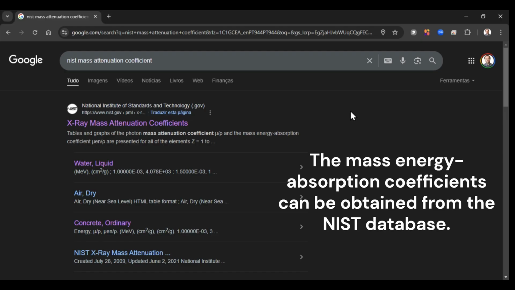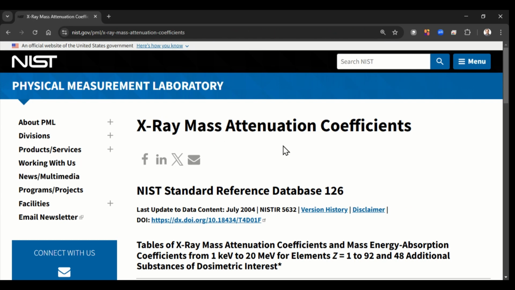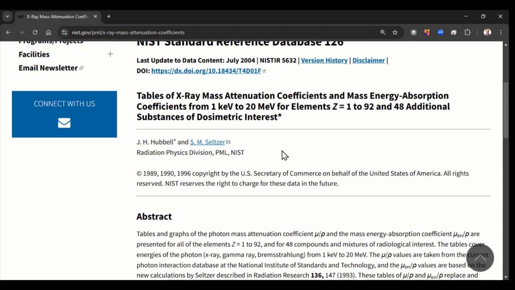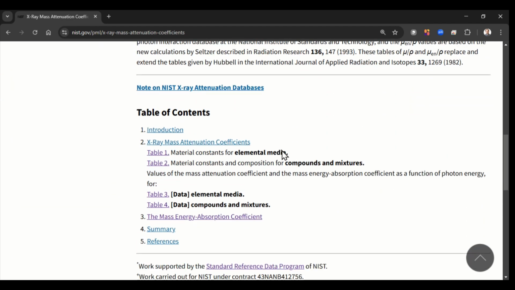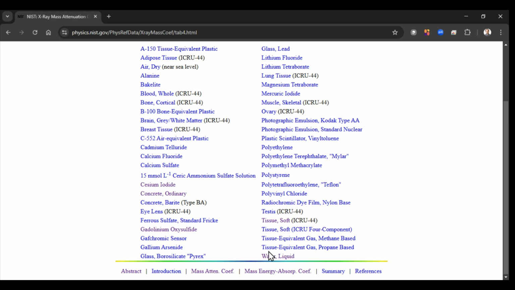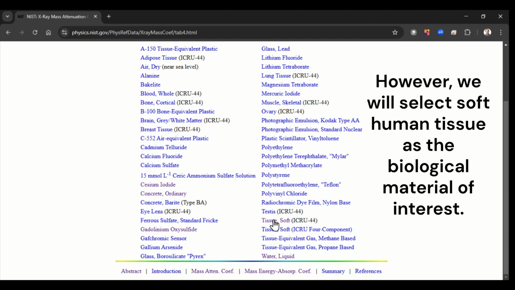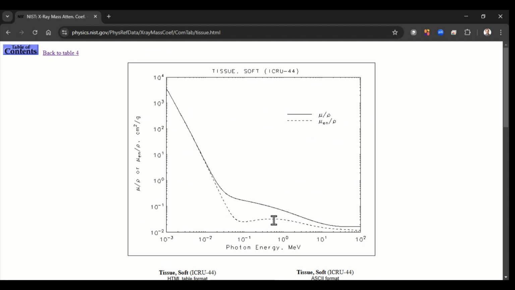The mass energy absorption coefficients can be obtained from the NIST database. Liquid water can be chosen as a good approximation to soft human tissue. However, we will select soft human tissue as the biological material of interest.